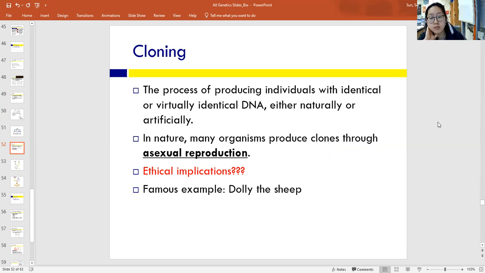So in nature, many organisms actually produce clones, because that's what asexual reproduction is, right? Bacteria do it, plants do it every other generation. There are ethical implications though, because when you clone animals, for a long time, cloning technology was really, really bad. So animals would die after being cloned, and that was really the biggest issue that people had with cloning.